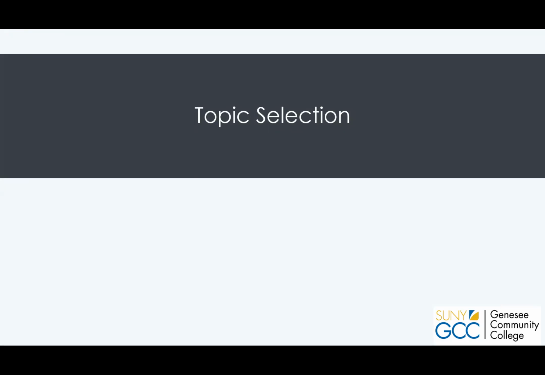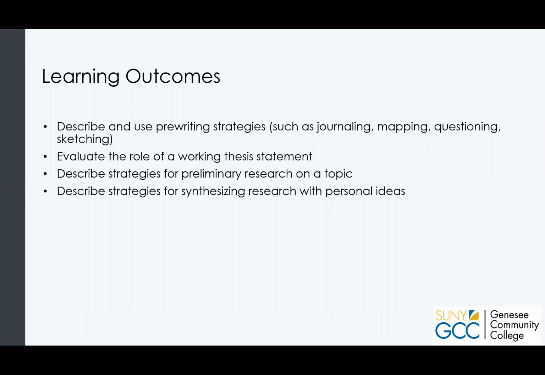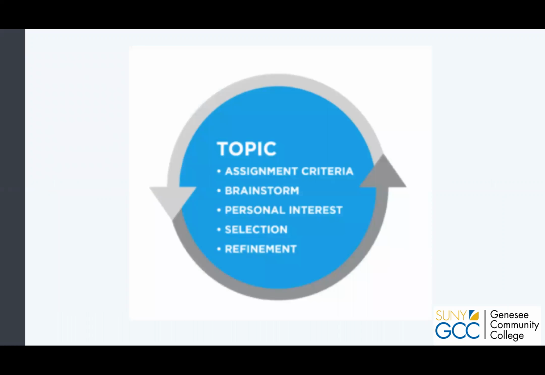We're going to start with our sky blue circle in the beginning, topic selection. Learning outcomes for this portion are that you will learn to describe and use pre-writing strategies. You will evaluate the role of a working thesis statement. You will describe strategies for preliminary research on a topic, and you will describe strategies for synthesizing research with personal ideas. There's our sky blue circle. Topic circle includes assignment criteria, brainstorm, personal interest, selection, and refinement.